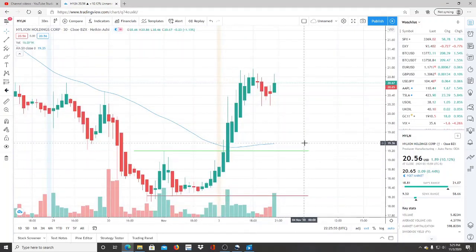Now, the 50-day moving average has slightly moved. It's 19.35. I'd write that down. As long as we're above it, we're in bullish territory, and the moment we're below it, we're in bearish territory.